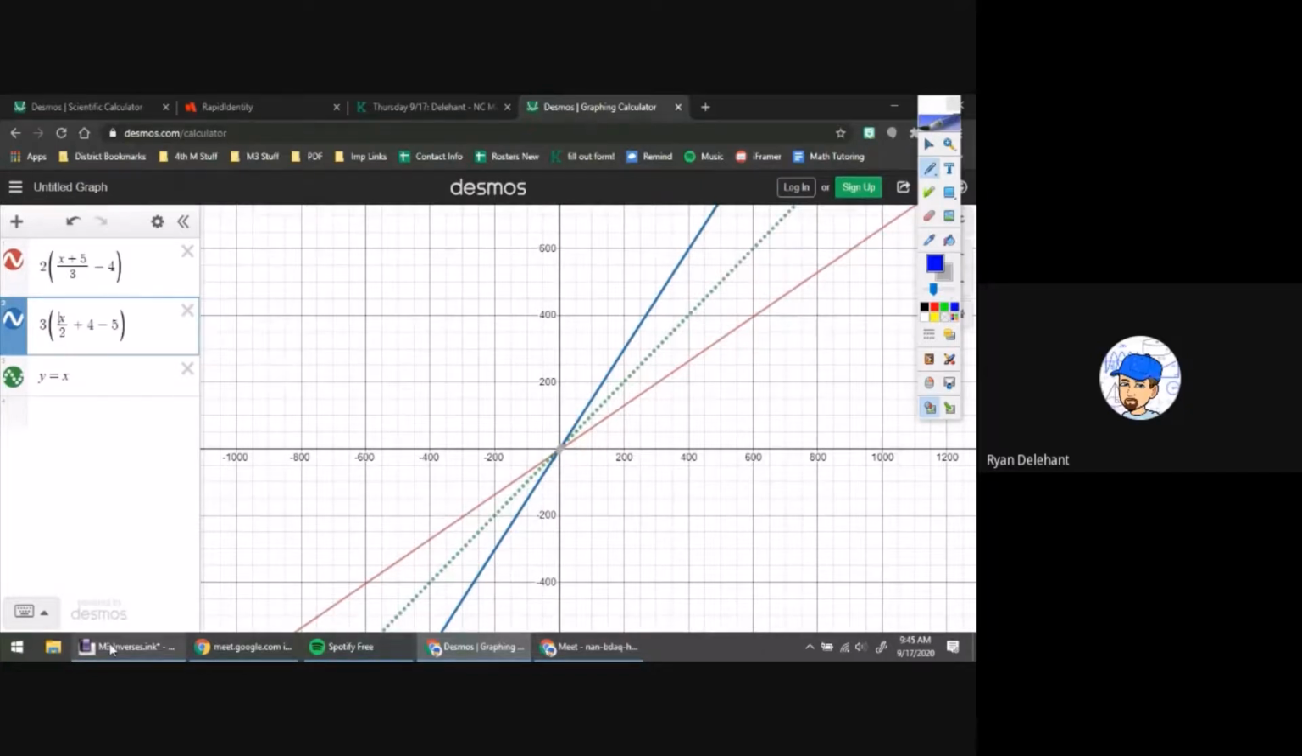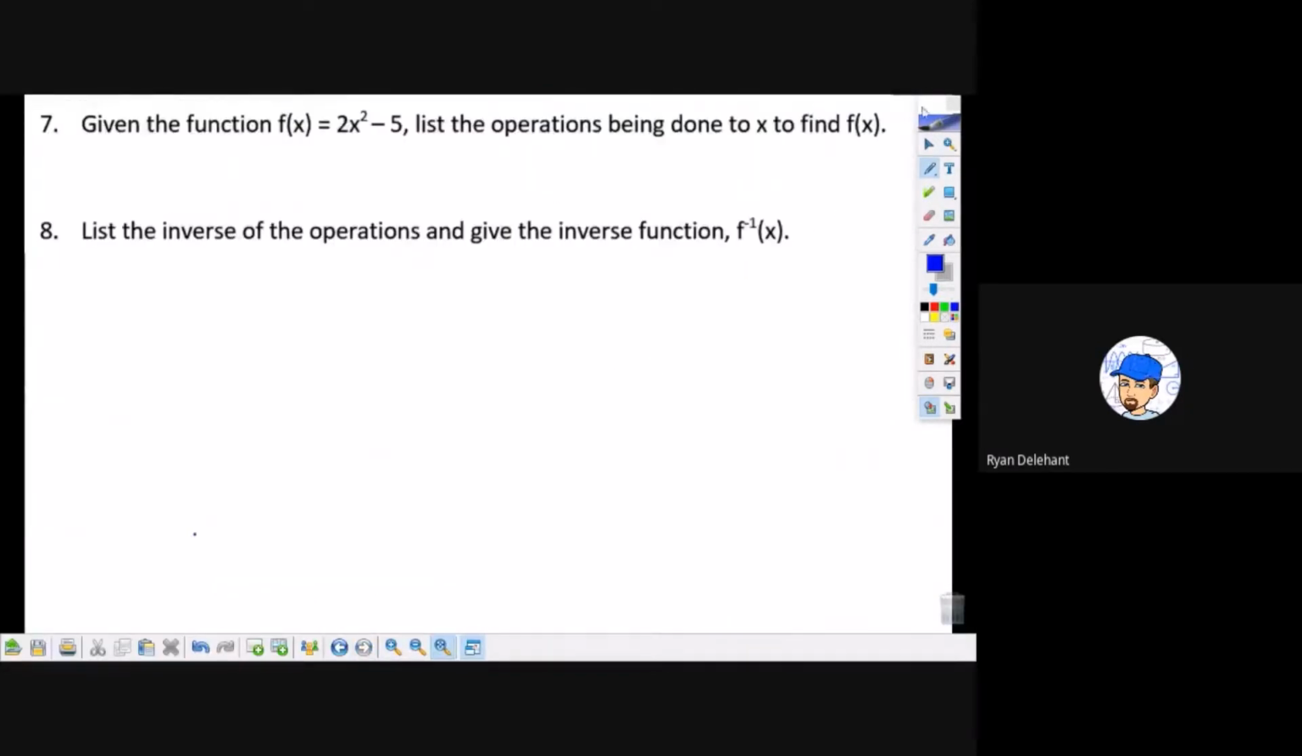All right, back to where we were. Let's try this again. This one has power in it. So let's list the operations being done to find the function. I like listing them in that arrow diagram. If you want to make a list and then directions and then write it the other way, that's fine. This is kind of a side work process.